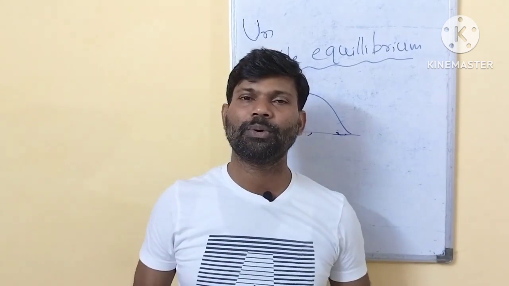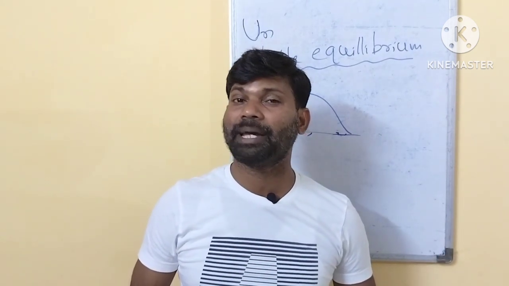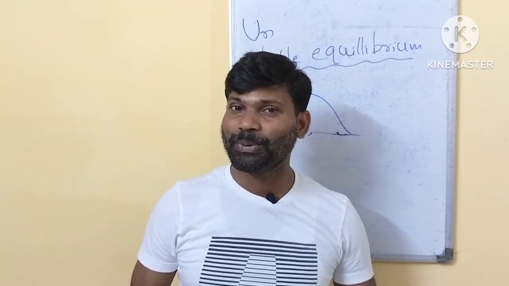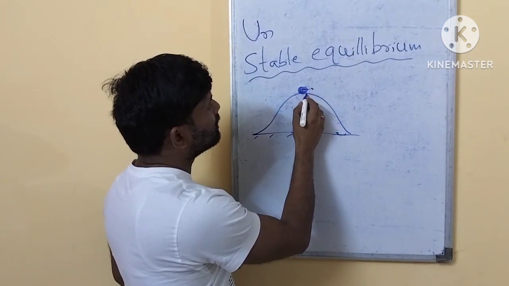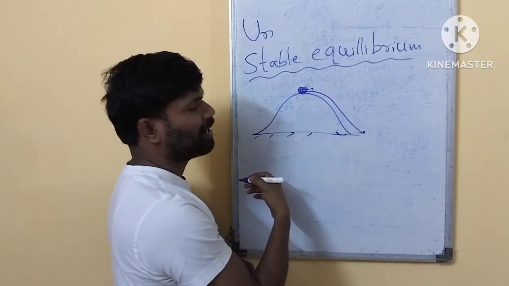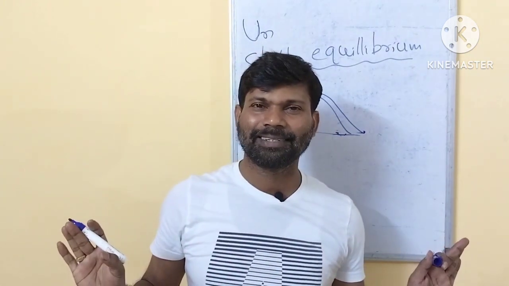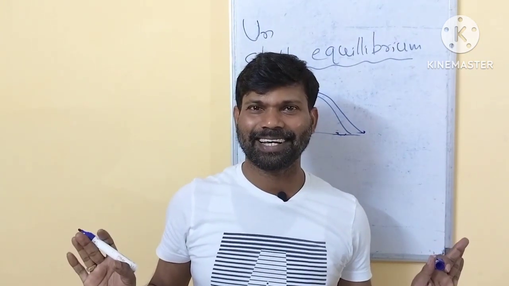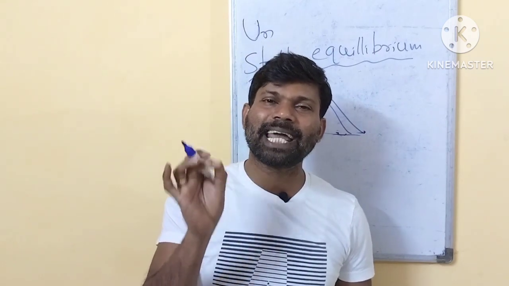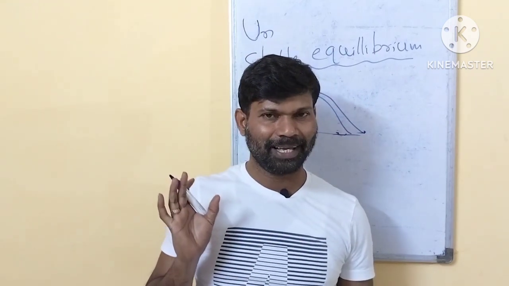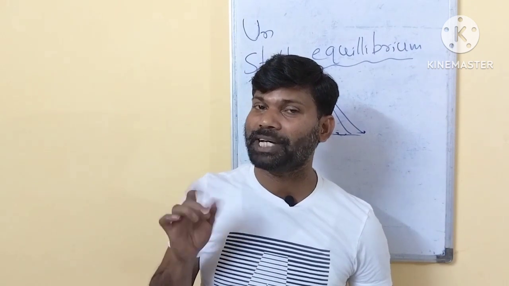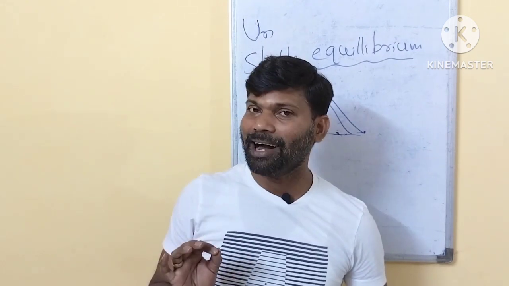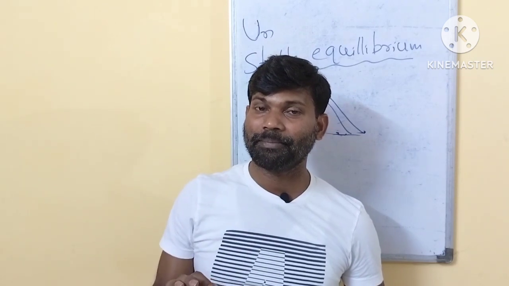But we should know what kind of equilibrium it is. Then what to do? Just do this experiment. Just disturb it a little like this. Then what will happen? It will come here. It will never go back. Agree or not? This is called unstable equilibrium. If you just disturb it, it will move in such a way that it will never come back to its original position. This is called unstable equilibrium.